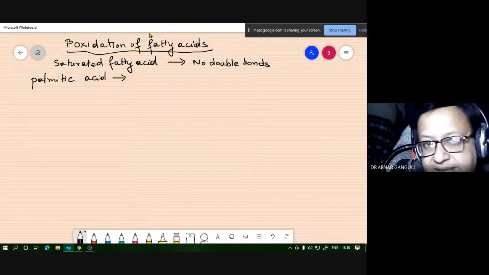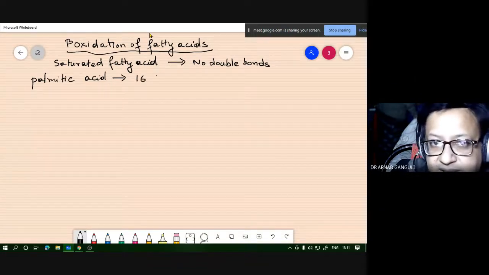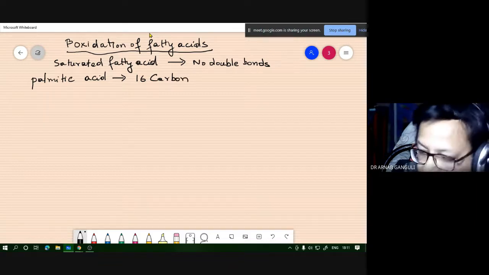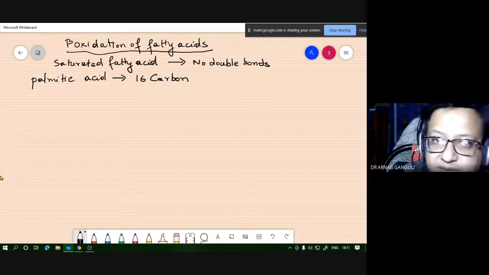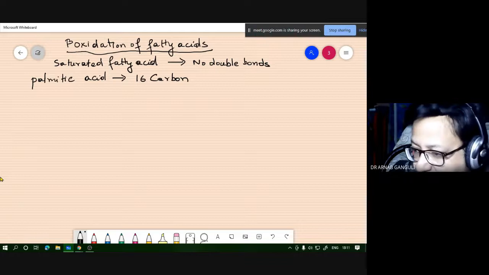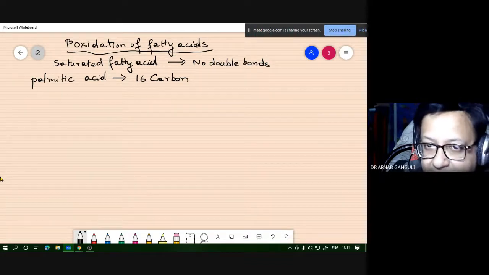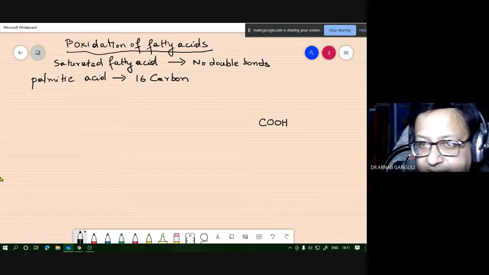This palmitic acid has 16 carbons. Somebody wants to ask something. Somebody says Nisab has entered, I think, possibly. Okay, 16 carbon is present in palmitic acid. So let us draw the structure of palmitic acid. COOH. Essentially, this is COOH.